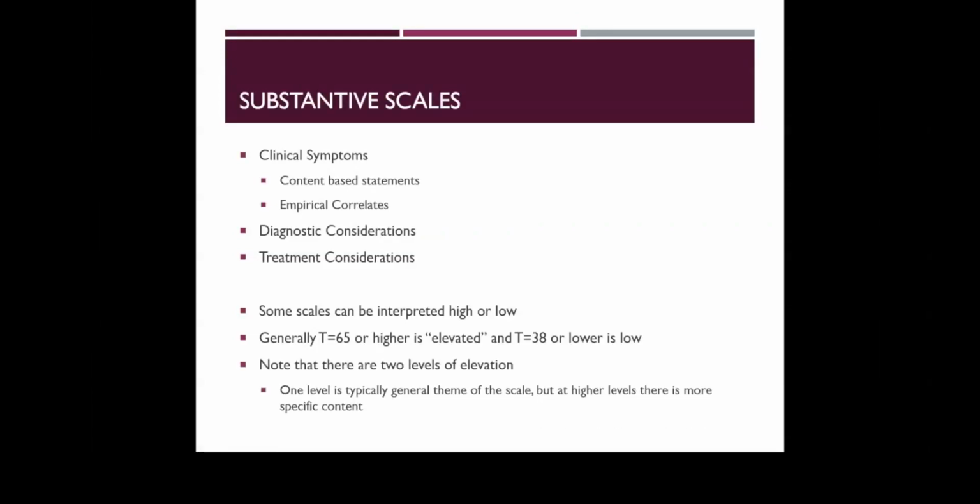Often, as you will see, although I'm going to cliff note it here in these slides, there are two levels of elevation. One is the theme of the scale in terms of the content-based statements, the things they generally report. But at the next higher level of elevation, there's often more specific content, because it includes maxing out the scale. It's very likely they endorsed these items, and then the content gets increasingly specific.